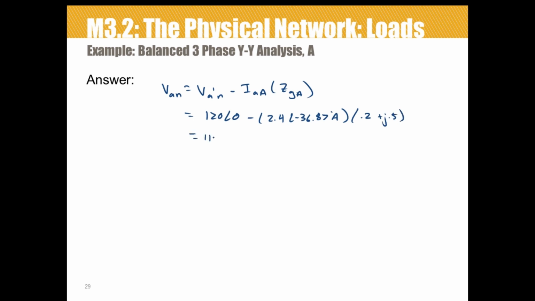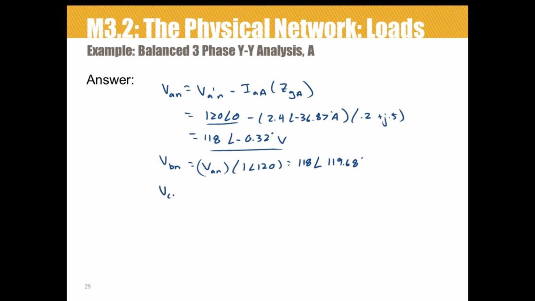And that gives us 118 at an angle of negative 0.32 degrees volts. So there was a little bit of a phase shift: VAN being 120, and the output is actually 118 at an angle of -0.32. VBN is just going to be that shifted by 120 degrees, which is 118 at an angle of 119.68. And for VCN, we could do the same calculation, just add 120. That's probably the easiest way to do it.